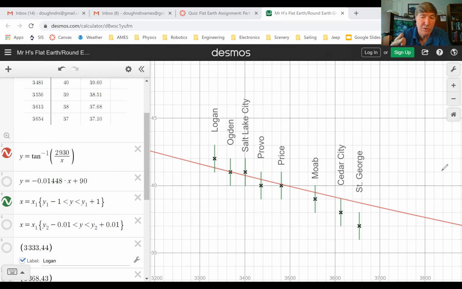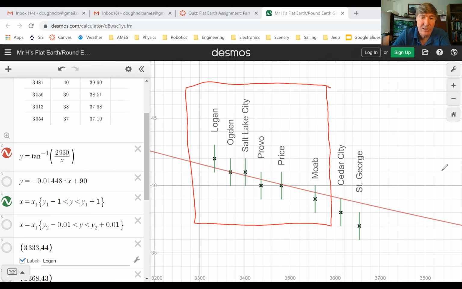So let me do this. Let's suppose that we didn't take data in Cedar City or St. George. Let's suppose that the only data we have is data from Logan to Moab. So if we ignore these guys right here, now let me ask the question again. Now that we can see what the uncertainty level is in our measurement, I'm going to take the poll a second time. Now, can we say with certainty that this data proves that the Earth is not flat?